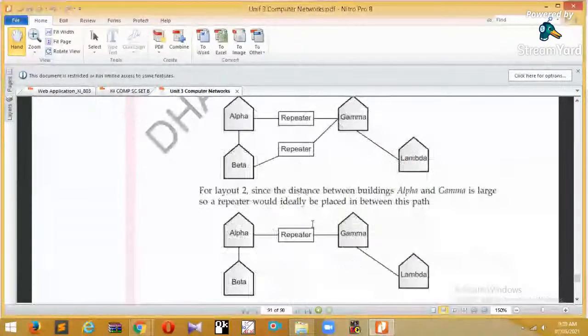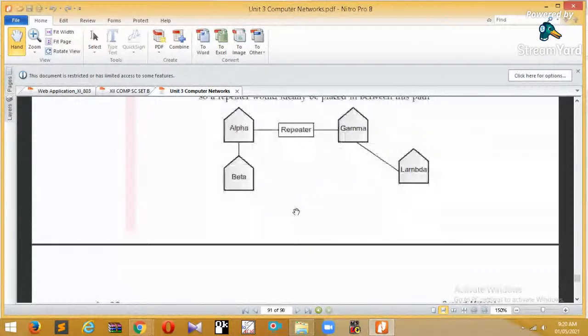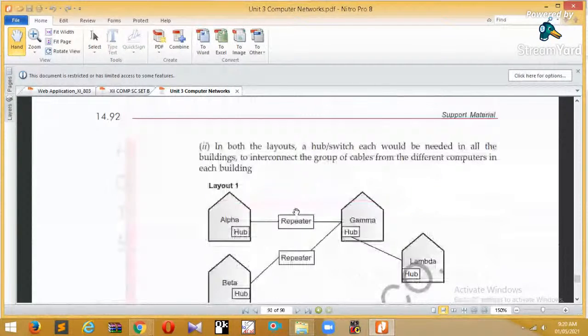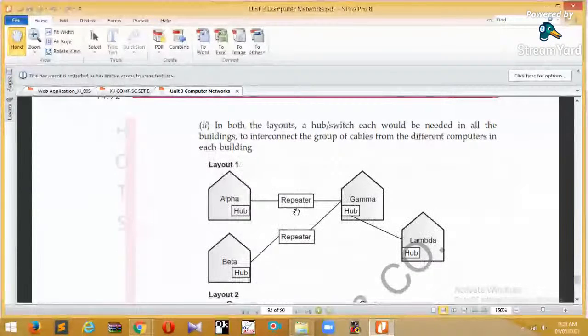This is one layout, and for the second layout, here also we can see gamma, in between gamma and alpha also we can place the repeater, because the strength can become quite weaker, and that's why we need to place the repeater. Now hub and switch. What is the meaning of hub or switch? Actually, it is used to connect different multiple computers within a single network.